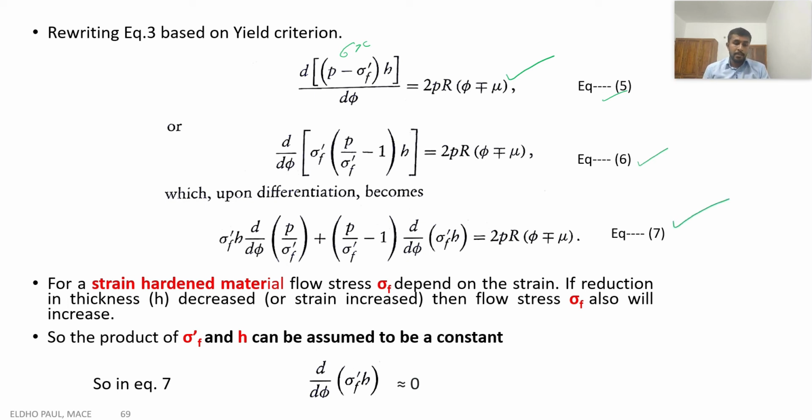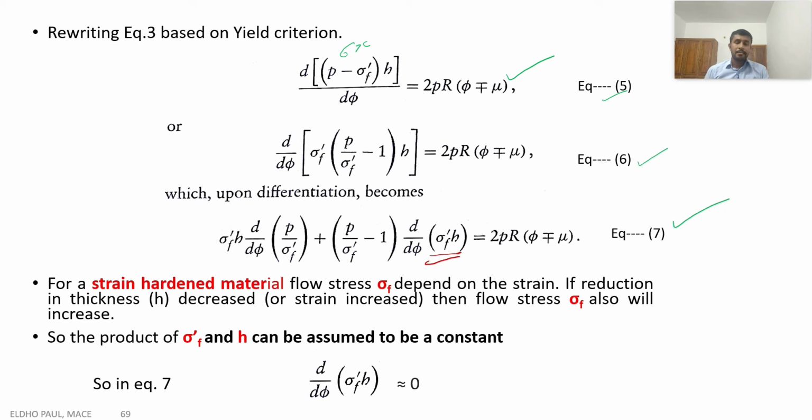Okay, so in this equation we can see a differentiation before the plus sign, and a differentiation after the plus sign. In the second term of the differentiation, we got sigma dash f into h, sigma dash into h. Most of our engineering materials are strain hardened materials. It's a limited plastic material, preferably plastic material.